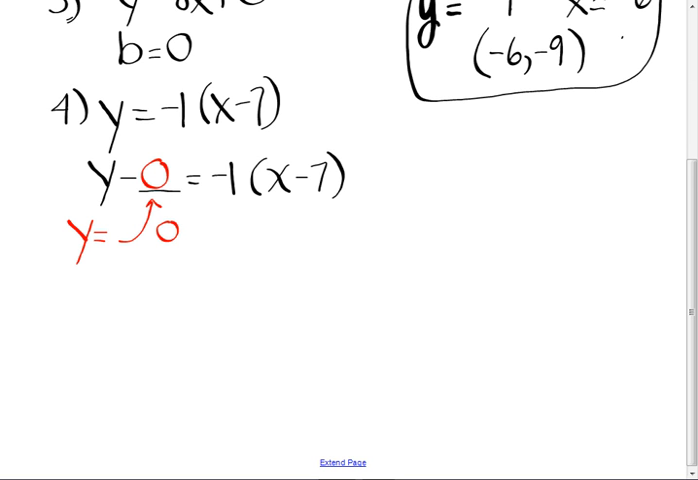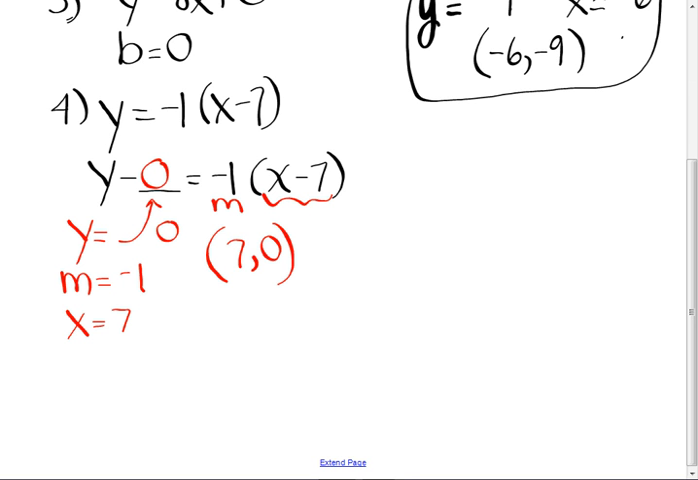It's 0. What's the slope? This is the slope. Negative 1. What's the x value? What will make this 0? Yes. So what's the ordered pair? It's 7, 0. Okay, did you get that right?